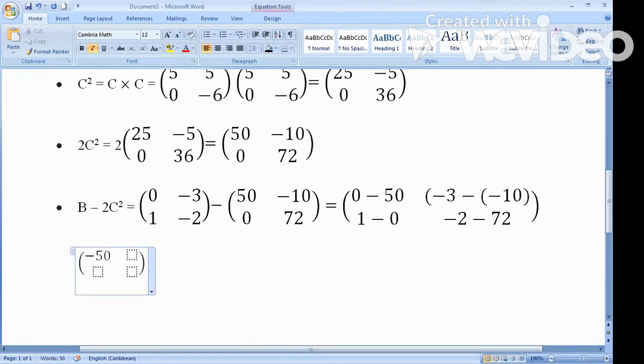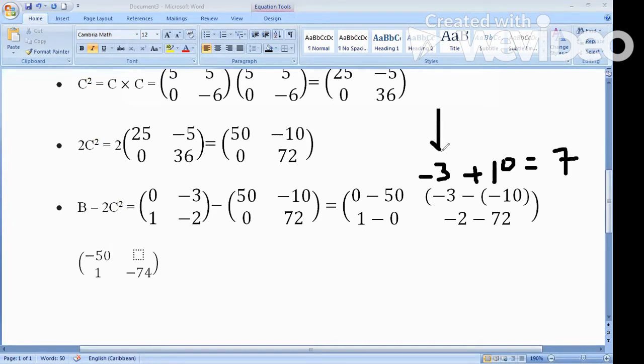So that's negative 50, right? And that's 1. You owe Mr. Brown and you owe Mr. Brown, not true? And that's negative 74. Okay, what's happening right here? That's a plus, not true? Yes, sir. So that's negative 3 plus 10. What is negative 3 plus 10? 7. Positive 7. You owe Mr. Brown $3. All right?